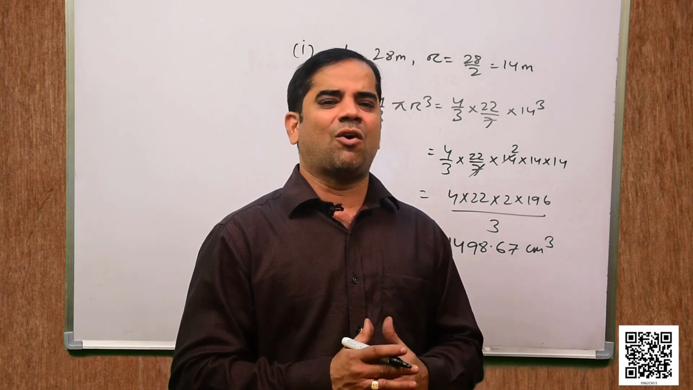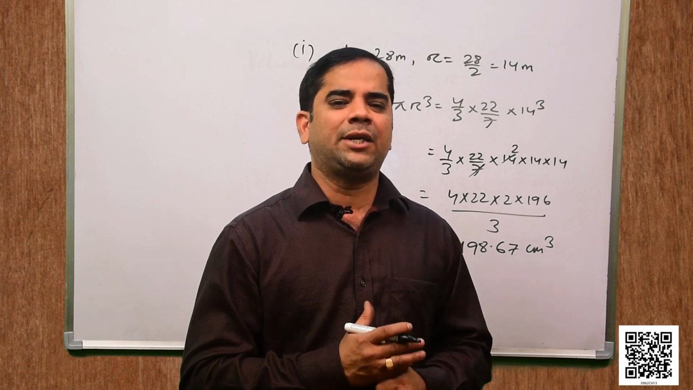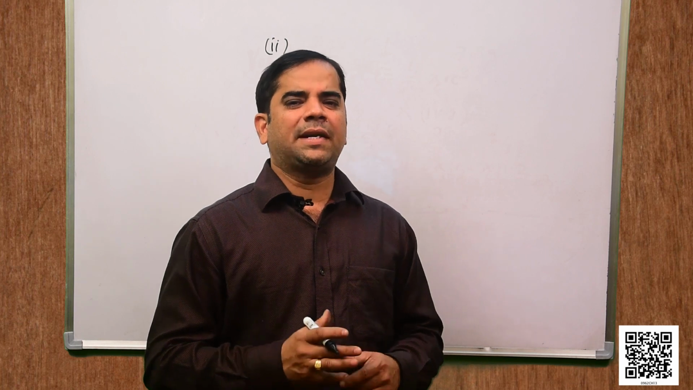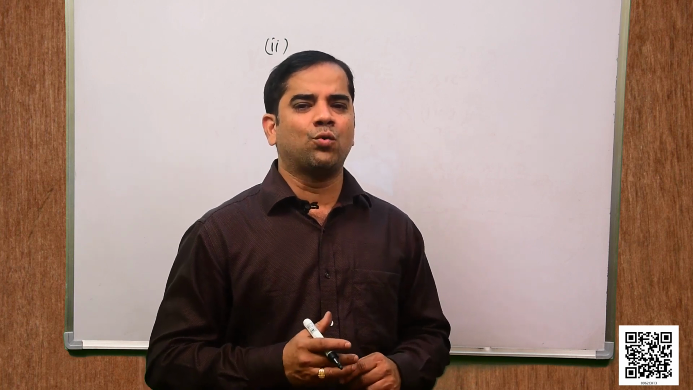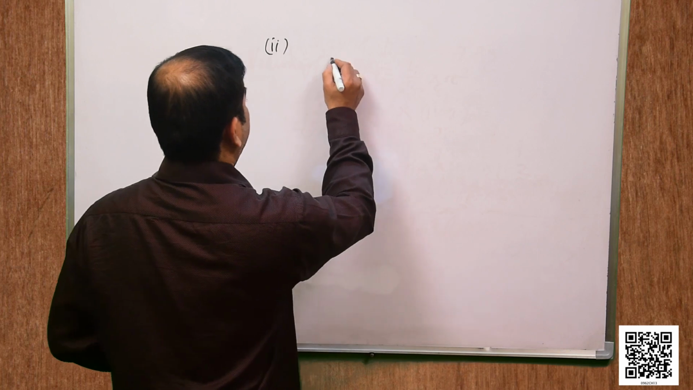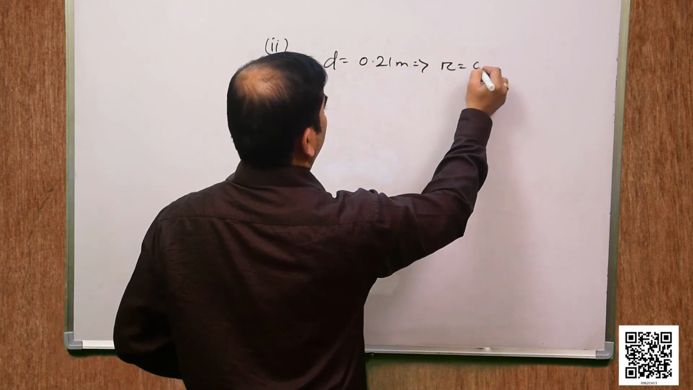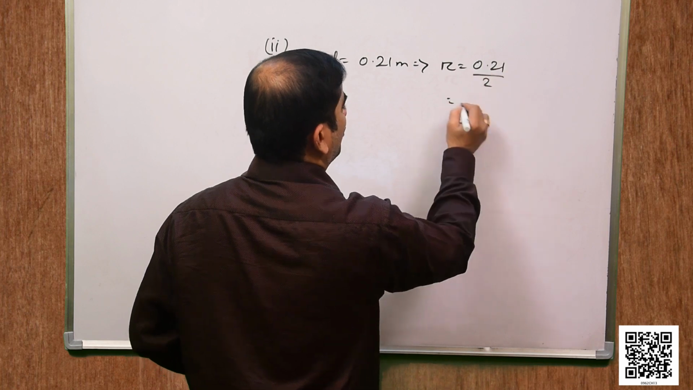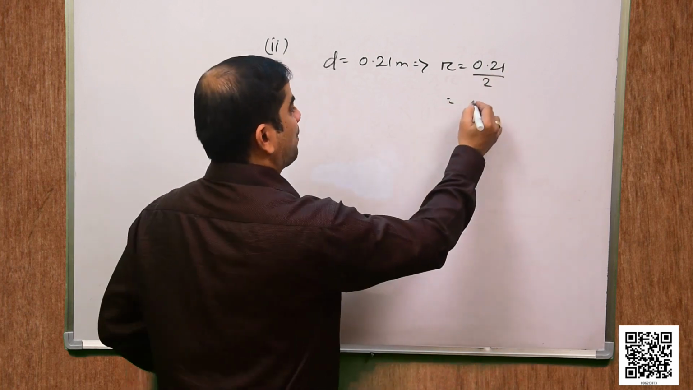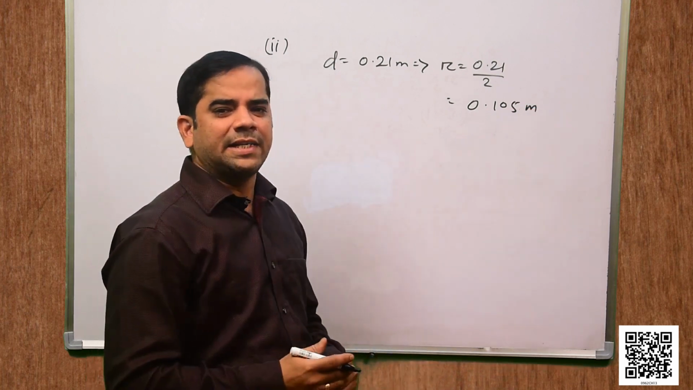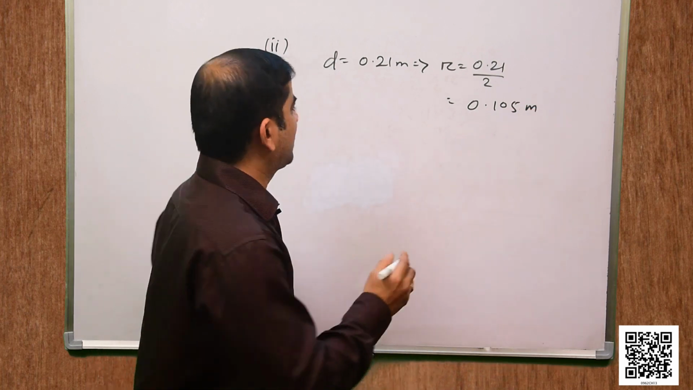Let us now go for the solution of part 2. Students, in this case, the diameter is given as 0.21 meter. So, D is equal to 0.21 meter, that implies R is equal to 0.21 by 2, that will be equal to 0.105 meter. So, radius is 0.105 meter. Let us find out the volume.